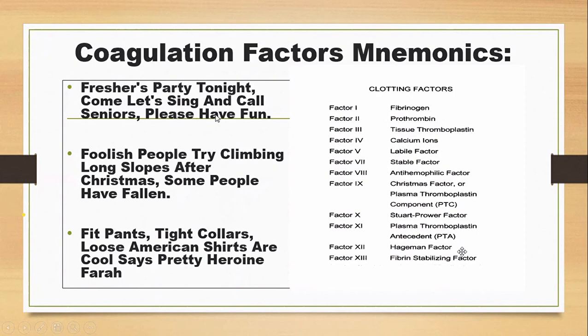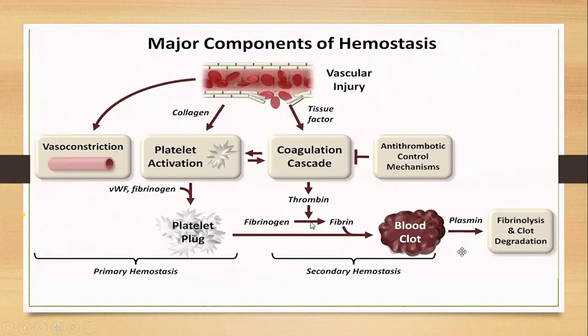And then H is Hageman factor. That's factor 12 and 13, the fibrin stabilizing factor. I don't use this mnemonics. So by and by, you can devise or adapt this for remembering all the names. Sorry.